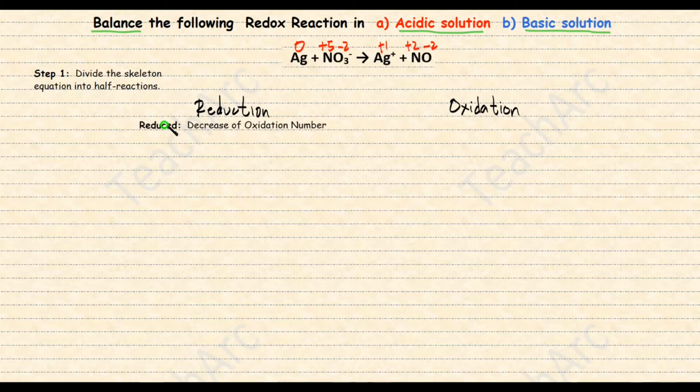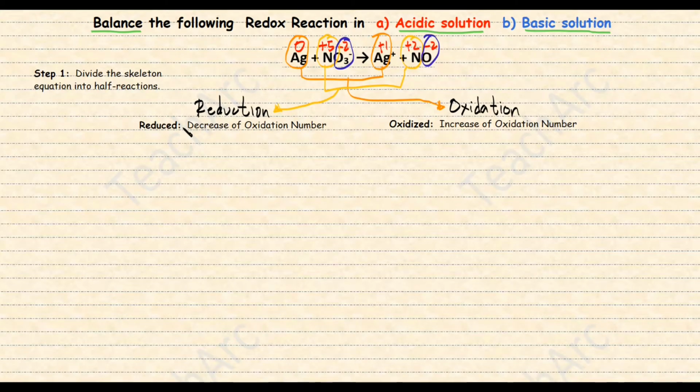We can detect a reduction reaction when the oxidation number decreases and an oxidation reaction when the oxidation number increases. Since we see an increase in the oxidation number of silver, we can say that silver was oxidized. On the other hand, nitrogen was reduced. Oxygen is neither reduced nor oxidized in this example. So, we can write our reduction reaction and our oxidation reaction.